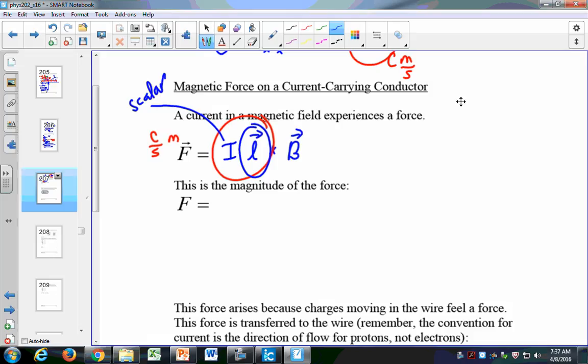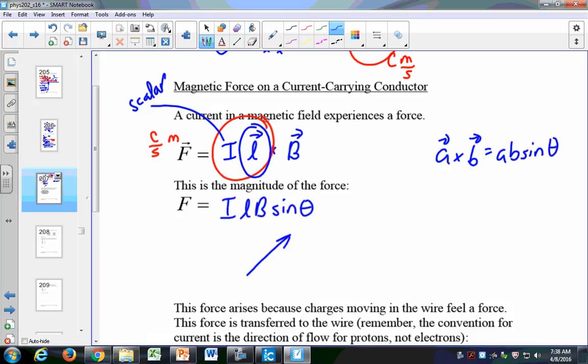As with cross products, remember, if I have a cross product, A cross B, the magnitude of that, by definition, is AB sine theta. And so that's the same here. For the force, my magnitude is going to be IL B sine of theta. And if I think about these vectors, I have my L vector and my B vector. The angle is just the angle between them. So just take the smallest angle between those two vectors, and it'll give you this angle theta right here.